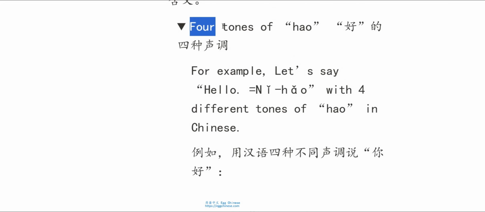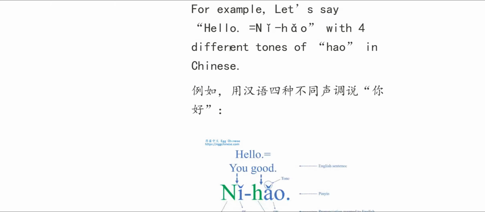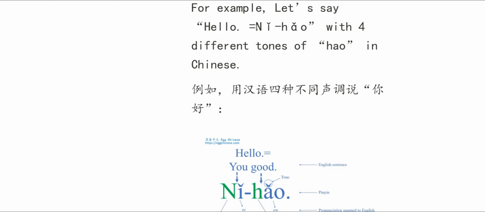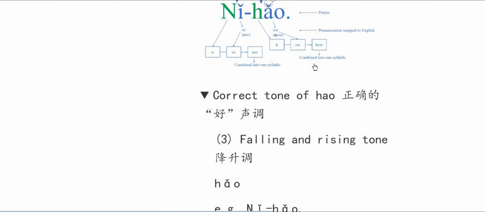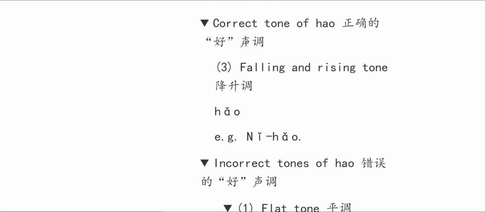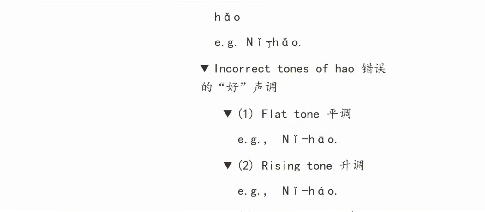For example, we have four tones of hao. For example, let's say hello. The correct pronunciation will be 你好. With now the correct tone is the third tone, but let's try to say it in four different tones of hao in Chinese. So the correct tone of hao is the third tone, falling and rising tone. So it will be 你好.